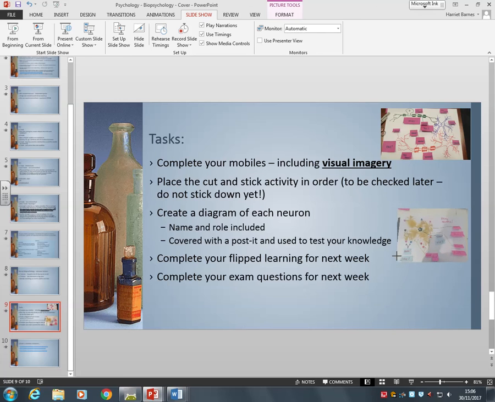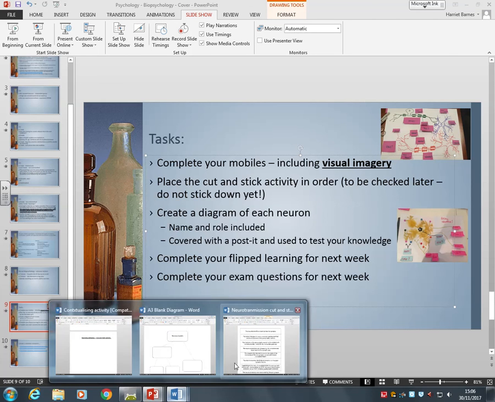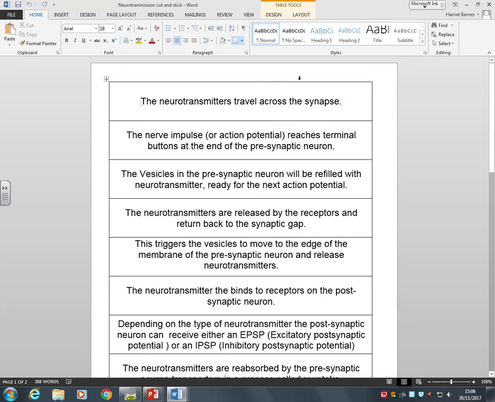There we go. I'll make them a bit bigger in a minute because I want you to see them. So place the cut and stick activities in order. The cut and stick activity looks like this. I want you to cut them and place them in the order. So this is for synaptic transmission.